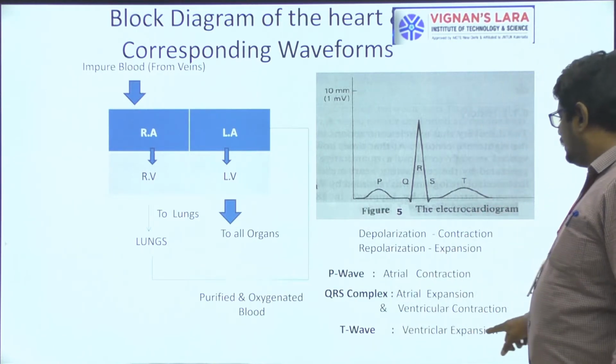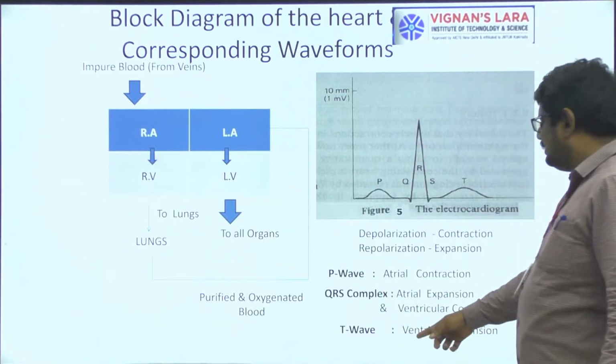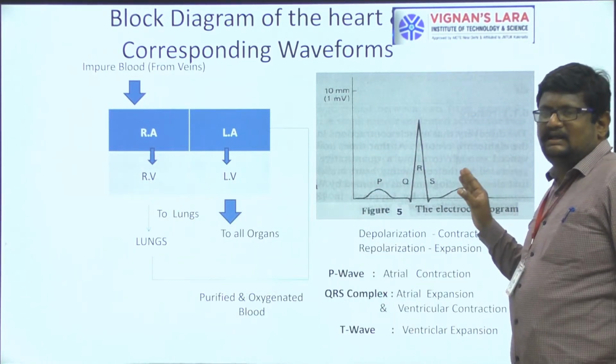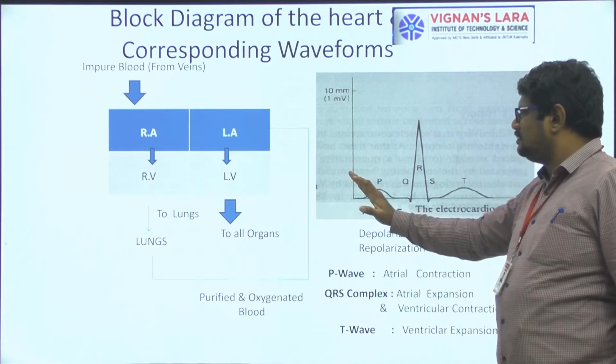And again ventricular expansion. The ventricle should come back to the normal resting state. That is said to be the T wave. T, U and all are there, which are not diagnostically so important. What is important is P and the QRS.